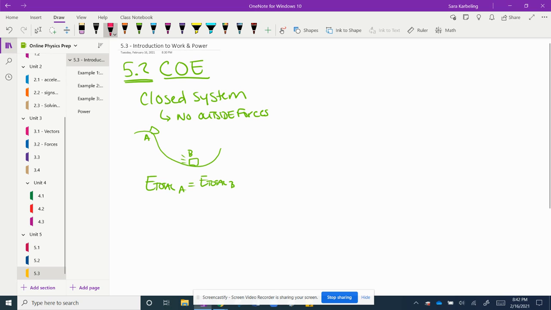5.3 is focused on the idea of what if it's not a closed system? So 5.3 really works under the premise of what if there is an outside force? So outside forces are allowed, outside forces are encouraged. This is where we're really digging into what an outside force will do to a system. So I'm going to say outside forces act on a system.